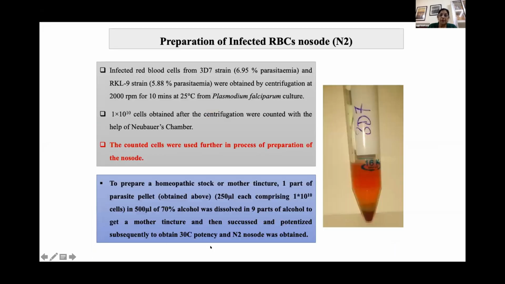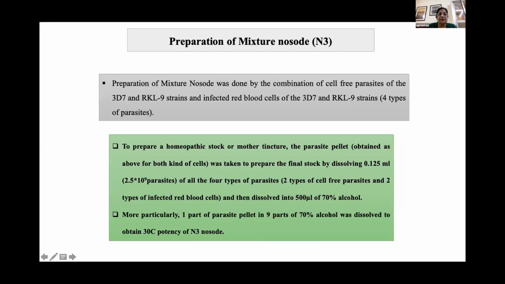Now, the second nosode that was prepared was from the infected RBCs, and for this again we took both the strains of the parasites, drug resistant and drug sensitive, and then we centrifuged this and obtained the pellet, and then this was further used for the preparation of the nosode, where we used one part of the parasite pellet and 9 parts of alcohol. Again, this part was not done by us. This was done by the standard laboratory suggested by the Central Council for Research in Homeopathy.